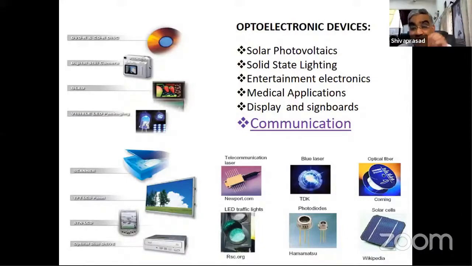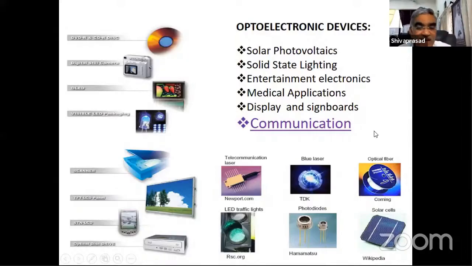Okay, we'll talk about that. What it means is, you put the switch on, you give the current, and the light should come out. Or sometimes you put in light and current should come out. These are called optoelectronic devices, where light and electricity are combined together. Examples are all the things you see: your DVD player, LED televisions, LEDs, normal lighting, printers, traffic lights, photodiodes, blue lasers, laser beams. They're all optoelectronic devices.